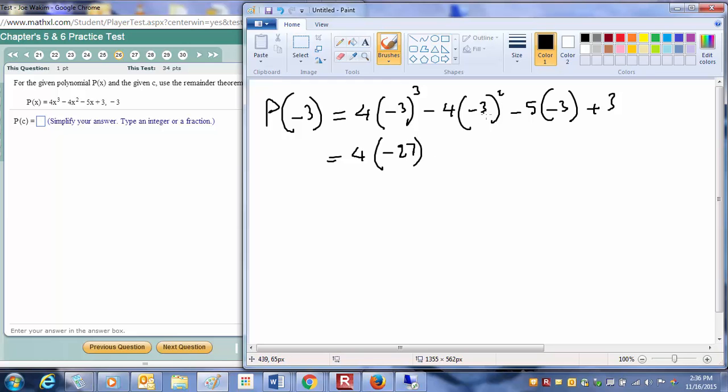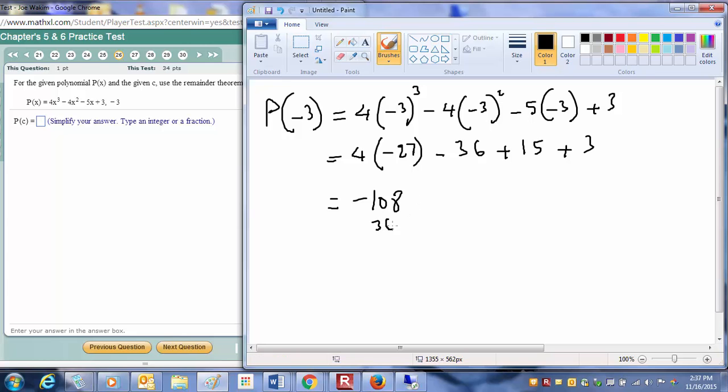Negative 3 multiplied by itself would be 9. 9 times negative 4 would be negative 36. So negative 3 squared is 9. 9 times negative 4 is negative 36. Negative 5 times negative 3 is plus 15. And then plus 3. And so if you multiply 4 times 7, 28. 8 carry 2. 4 times 2, 8. And 2, 10. So this is negative 108.